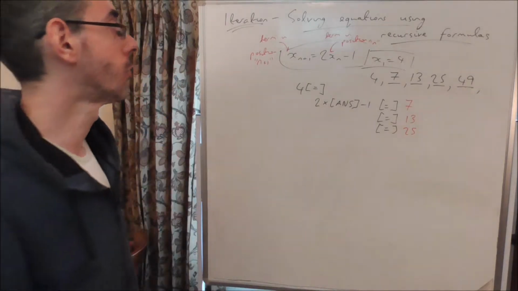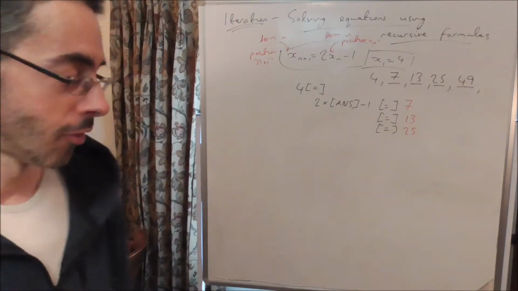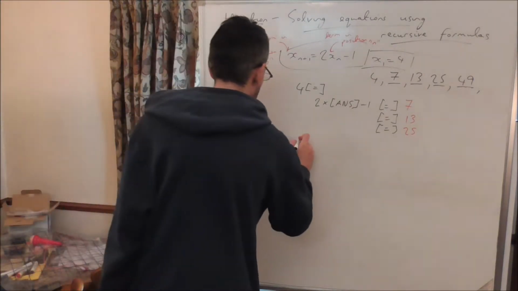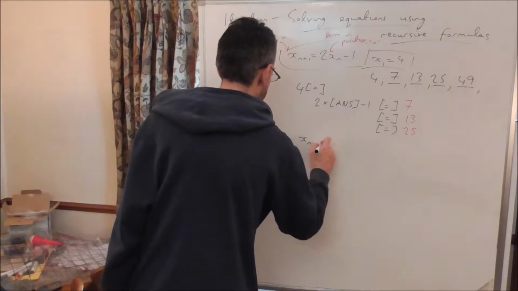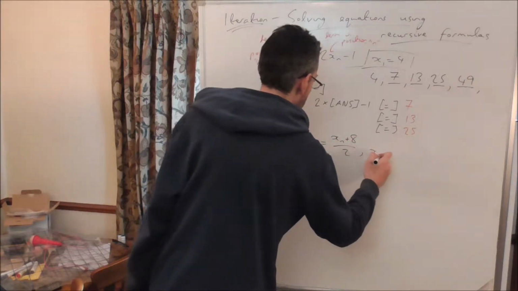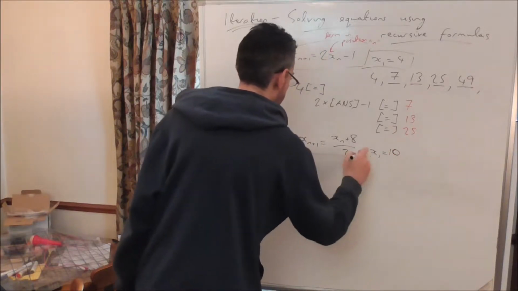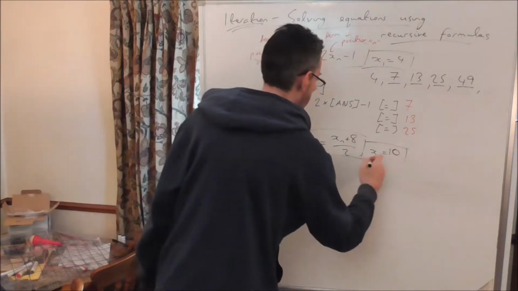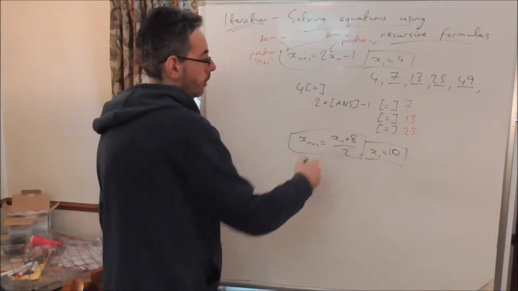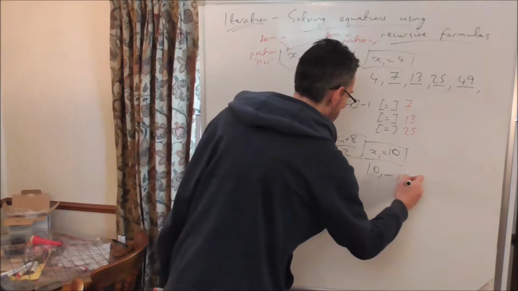Right, before we move on to solving equations, I'm just going to do one more example of a recursive formula. So here's another recursive formula that generates a sequence, and this sequence behaves quite differently to the last one. I want the first term to be 10 this time. So xn plus 1 equals xn plus 8, divided by 2, and I want the first term to be 10. Remember, x1 just means the first term.